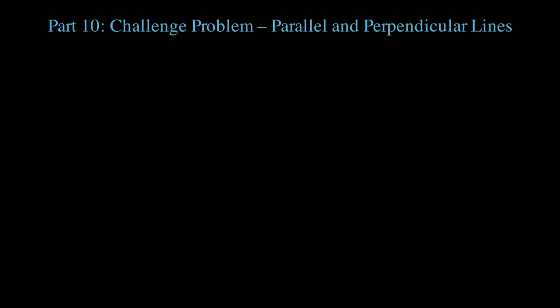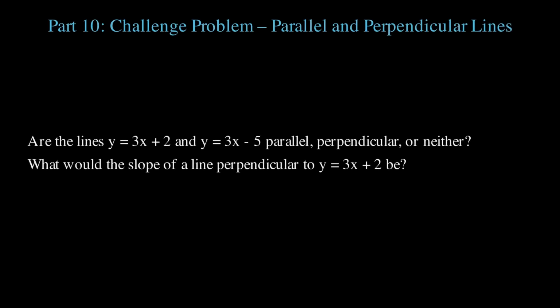For the last part of our video, we'll do a challenge problem about parallel and perpendicular lines. Consider the lines y equals 3x plus 2 and y equals 3x minus 5. Are these lines parallel, perpendicular, or neither? What would be the slope of a line perpendicular to y equals 3x plus 2? Pause and think about these questions.